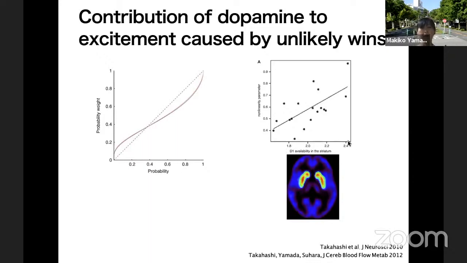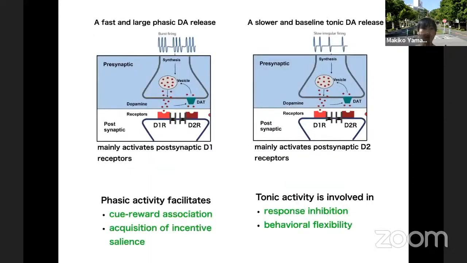But we didn't find a correlation between nonlinearity and the D2 receptors. Therefore, in this study, it was found that this type of cognitive bias is more associated with reward sensitivity. Therefore, D1 receptor is more associated with the type of this cognitive bias, not D2 receptors.